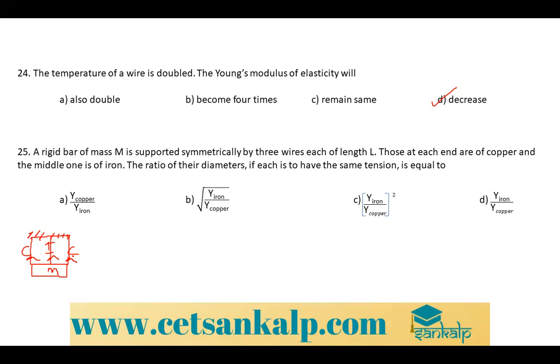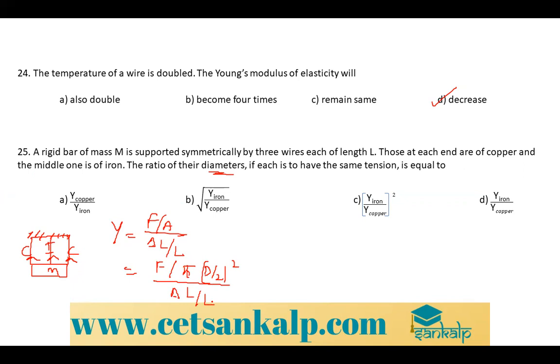As the bar is supported symmetrically by the three wires, therefore extension in each wire is the same. So extension is going to remain the same. In that particular case, you can say Y is equal to FL divided by A delta L, that is F by A divided by delta L by L. Next, you are going to find the diameter, so it is F into L divided by pi d square by 4 into delta L.